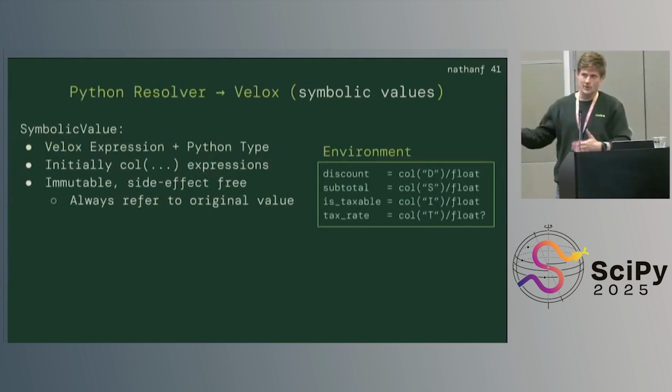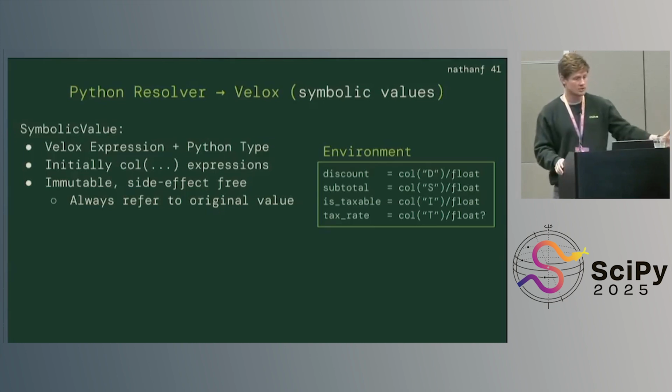So we're going to walk through that example that we looked at around the subtotals and see how this gets converted into an expression. Initially, the underlying type here is going to be this symbolic value. A symbolic value is really just a Python type and a Velox expression. Initially, that just means it's all of our input variables to our function. And that's what we call our environment, which is just the state of the program. So initially, this Python function takes 4 input variables, which are the discount, the subtotal, whether or not it's taxable, and the tax rate.